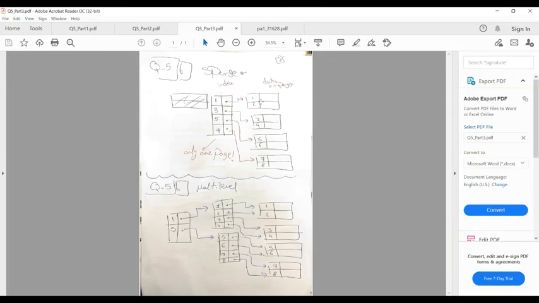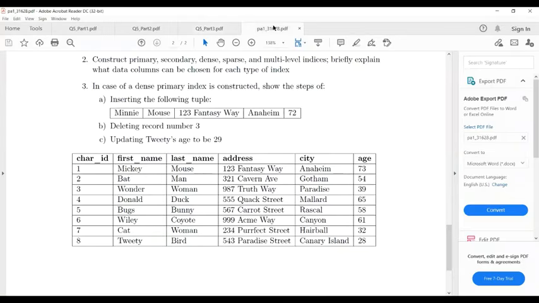So this block, I'm going to pick only a single value to reference it, which is 1. This block 3, this one is 5, and this one is 7. So how many pages do we have in order to construct the sparse index? Only 1 page. Okay, going back to the question.